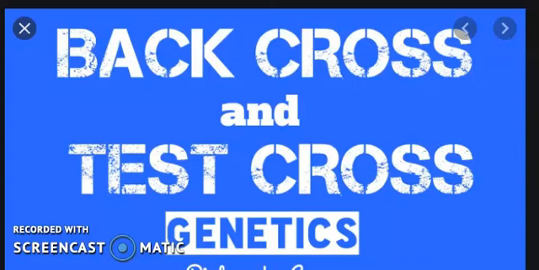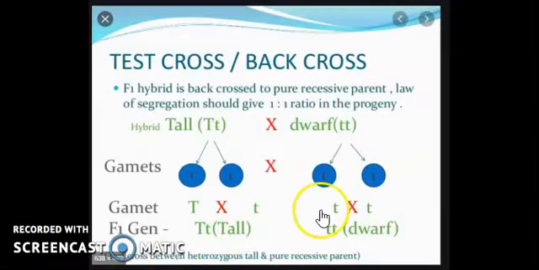Today we will discuss backcross and test cross. When an organism expresses recessive characters, its genotype is surely known. For example, here dwarfness is a recessive character while tallness is a dominant character. So, the genotype of the recessive character is surely known. It is small t. But it is not possible to know the genotype of dominant characters. It may be pure or it may be hybrid.